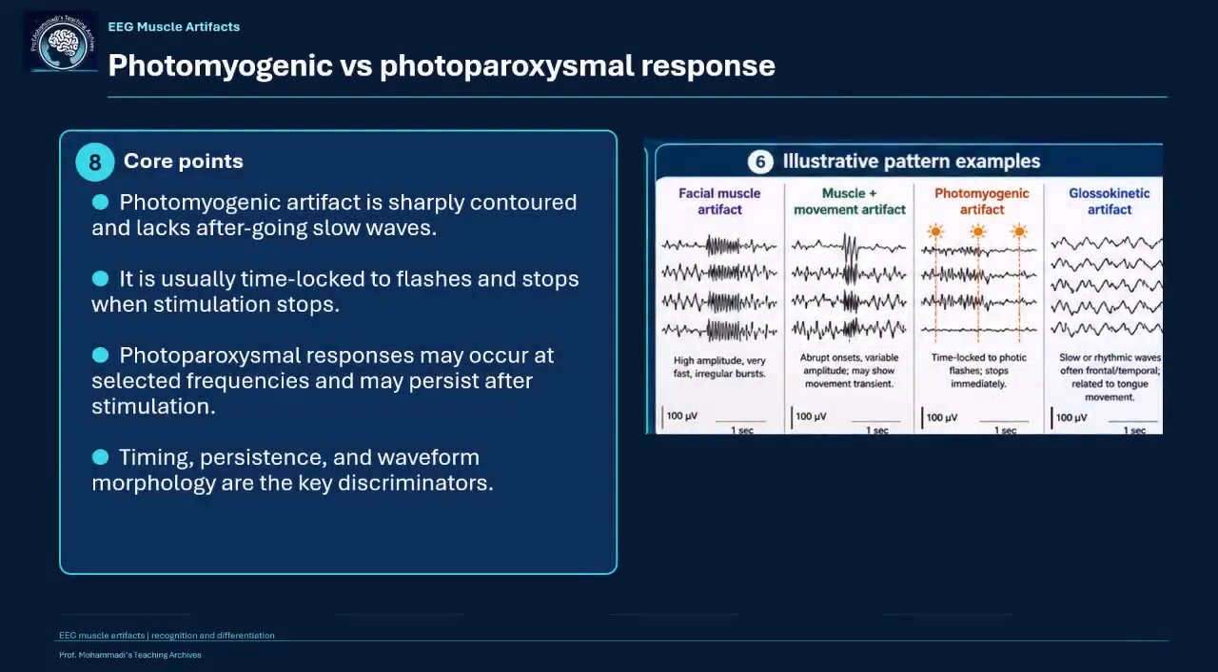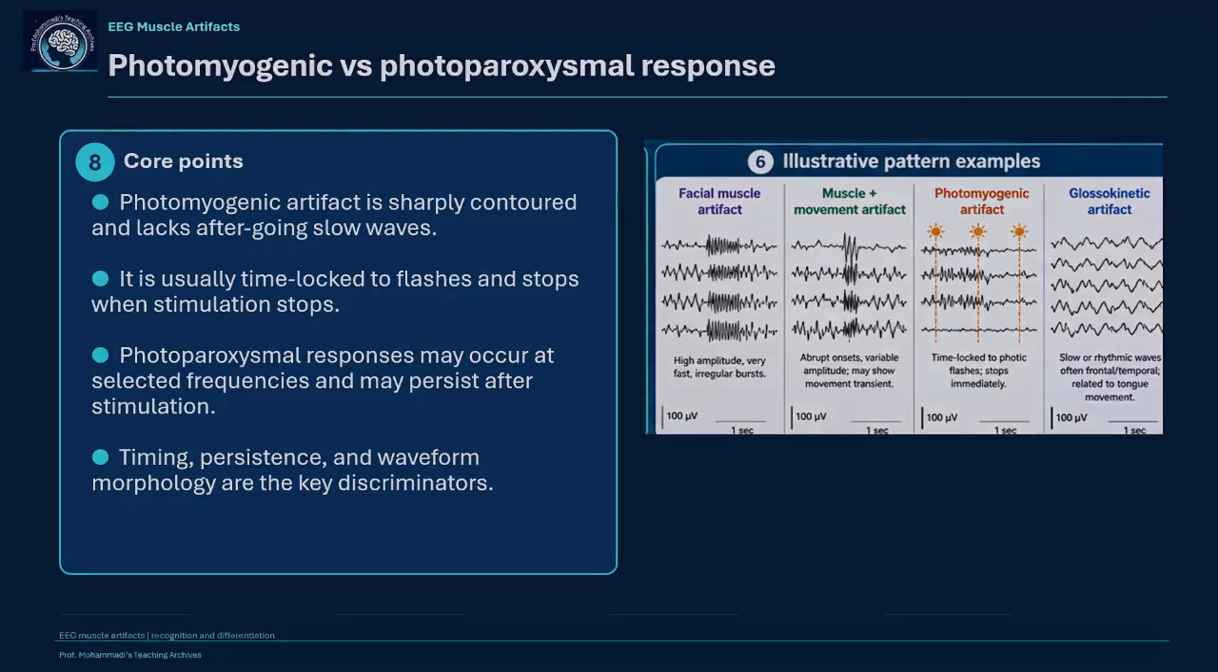During photic stimulation, distinguishing photomyogenic artifact from a photoparoxysmal response is especially important. Photomyogenic artifact is usually sharply contoured, often frontal, and time-locked to the flash. It typically stops immediately when stimulation stops and lacks after-going slow waves. Photoparoxysmal responses may occur only at selected stimulation frequencies, may not be perfectly time-locked, and may persist beyond the stimulation period. Timing, persistence, and waveform shape are the key discriminators.